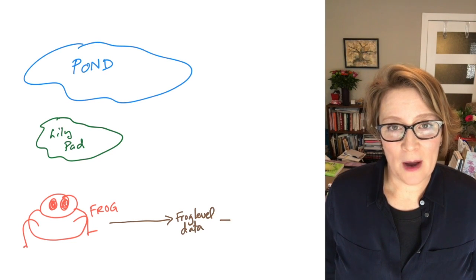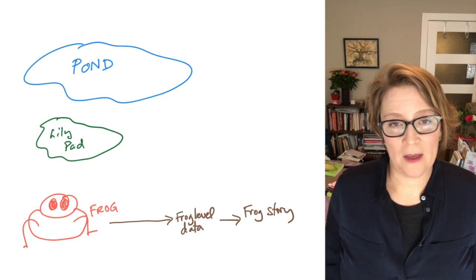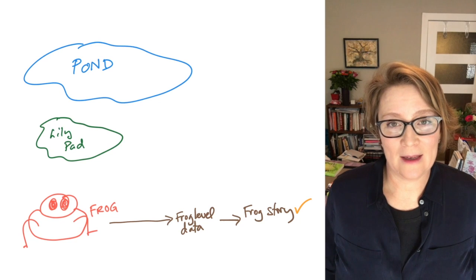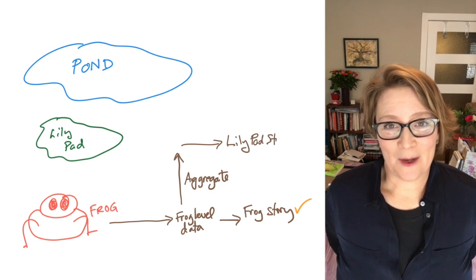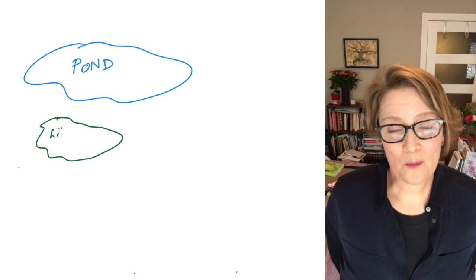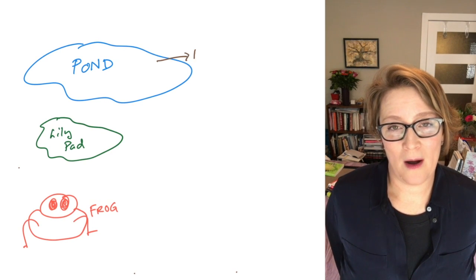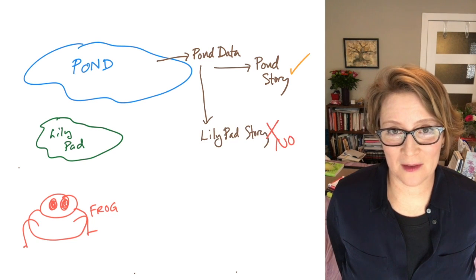If you have data about individual frogs, you can tell stories about the individual frogs. You can also aggregate that data and tell stories about the lily pad. You can also aggregate that data and tell stories about the pond. But if you've collected data about the pond, you can only tell stories about the pond. You can't tell stories about the lily pads or the frogs.